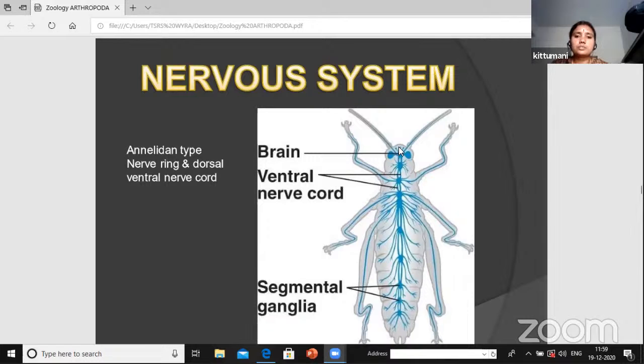Okay, all of you look into this picture. It is a brain and it is a ventral nerve cord, and these are the segmental ganglia which join into one another.